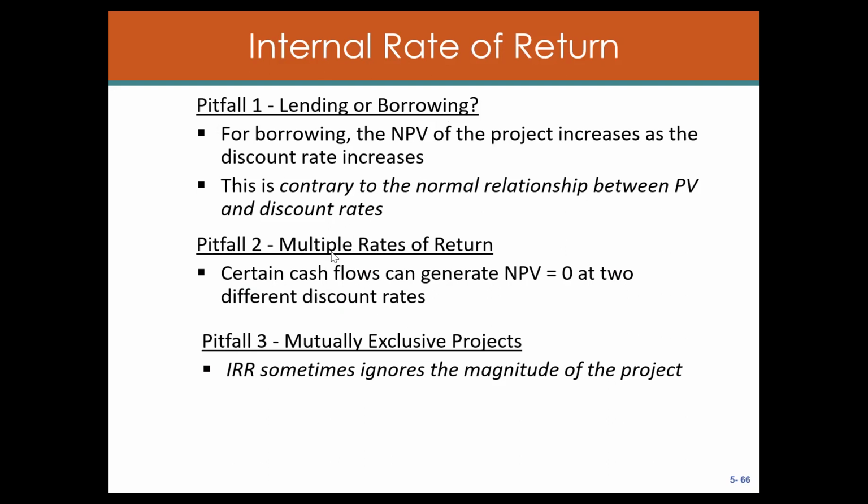Then the second thing is when you have multiple rates of return, certain cash flows can generate zero NPV at two different discount rates, particularly when you have positive, negative cash flows like that, then the IRR doesn't work because you will have multiple IRRs. Then always resort to net present value. Net present value is the best. And then, of course, for mutually exclusive projects, IRR sometimes ignores the magnitude of the project also, the long-term and all those kinds of things. So you got to keep those things in mind. Net present value is the best amongst them.